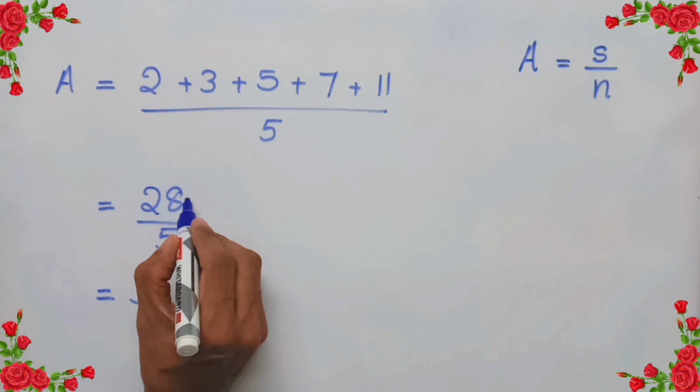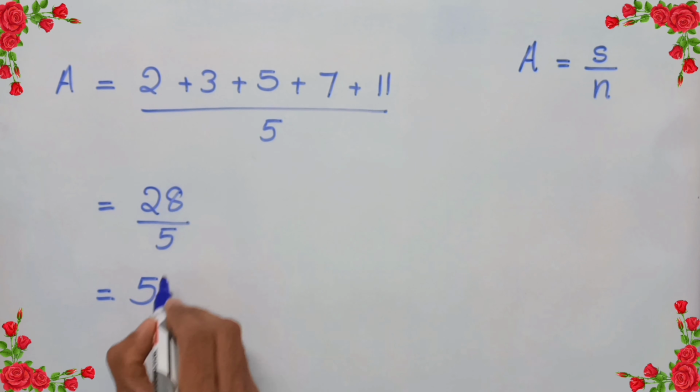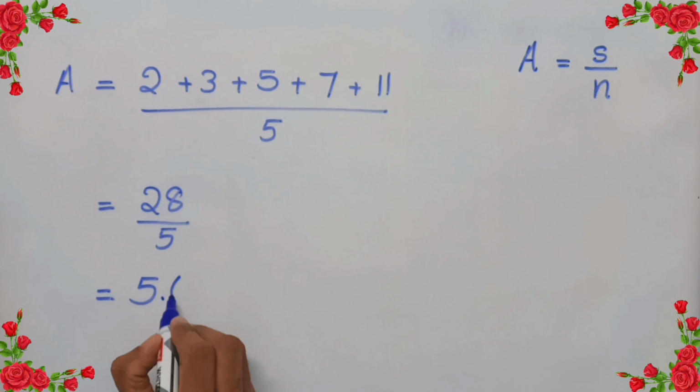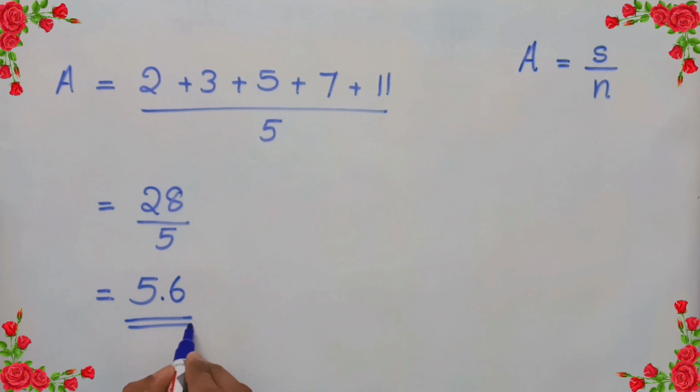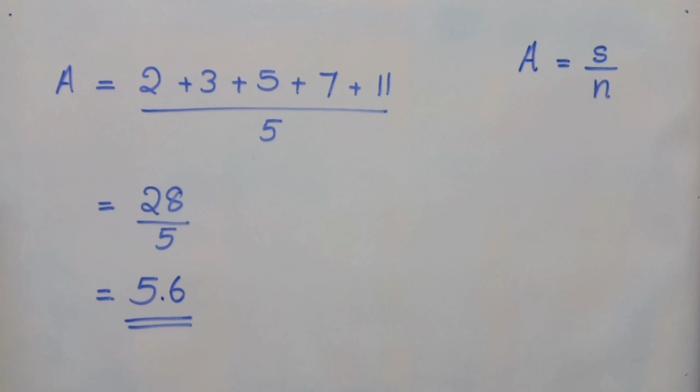5 into 5 is 25. Write 5 at the quotient and put a decimal at the right of the quotient. 28 minus 25 equal to 3. Put a 0 at the right side of the remainder 3. 6 into 5 equal to 30. 30 minus 30 equal to 0. The quotient 5.6 is the average of the first 5 prime numbers. Answer 5.6.